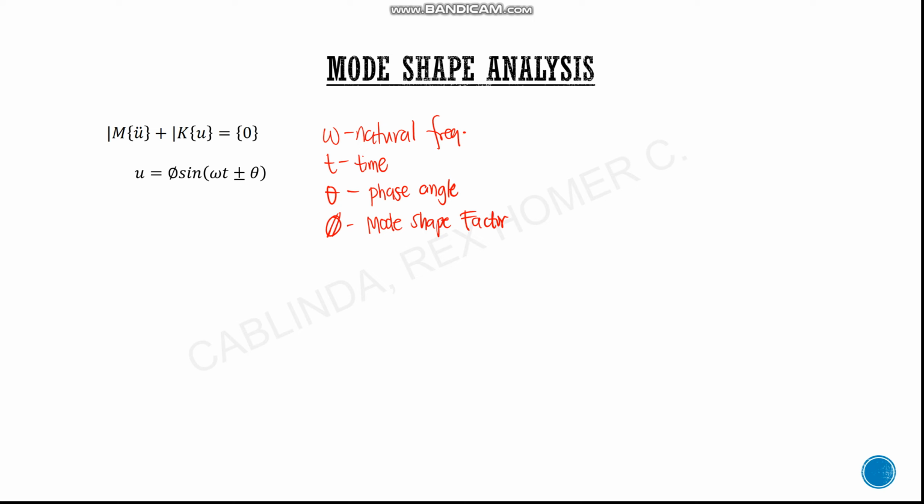So in the SDOF system, what we get is the deformation, velocity, and acceleration. In the MDOF system, we are going to get the mode shape of the building, or the mode shape factor. So the mode shape factor shows us the mode shape of the building. That's why we call this the mode shape analysis. What is with mode shape? It represents the pattern of deformation of the structure at a specific frequency.